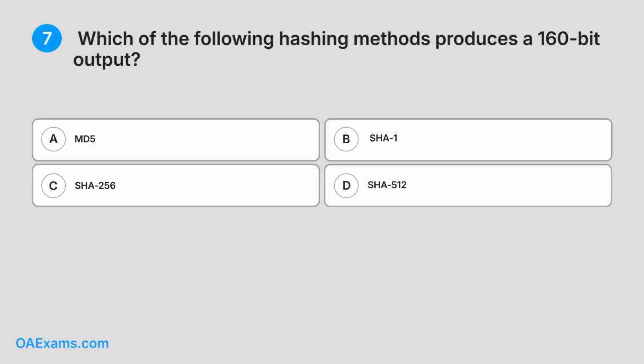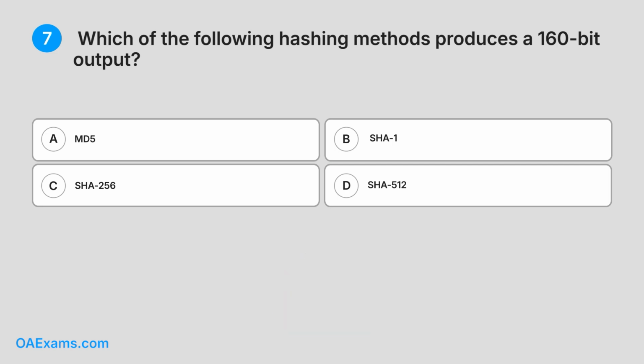7. Which of the following hashing methods produces a 160-bit output? A. MD5. B. SHA-1. C. SHA-256. D. SHA-512. Do you know the answer?